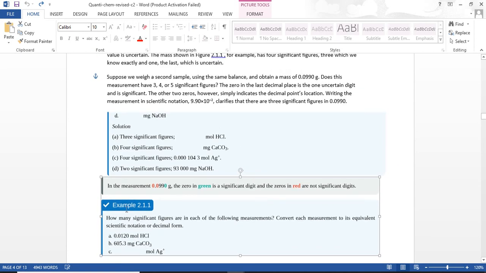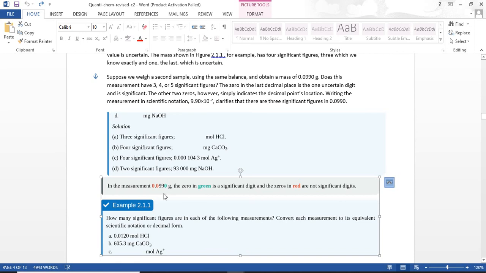Then in this sample you have three significant figures only, because the zero is at the end, and in your 120 as well. Then you have 4 significant figures here because of 605.3. All non-zero digits, from 1 to 9, are considered significant, and the zero sandwiched between your non-zeros, the 6 and the 5, is considered significant. Therefore, you have 4 significant figures.